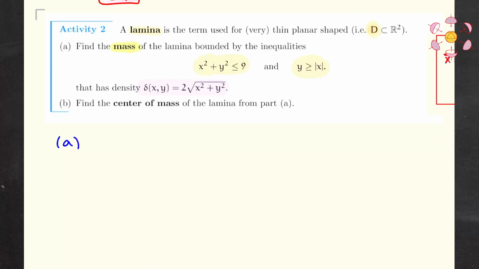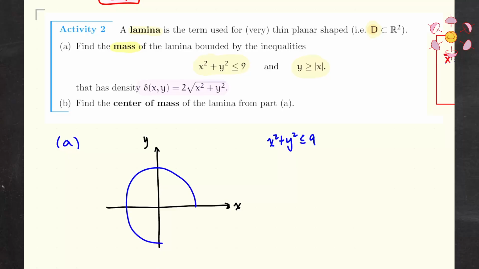Let's start with a picture. So we've got the x and y plane right here. By now you should recognize x squared plus y squared less than or equal to 9 is a disk centered at the origin of radius 3. If we just take this piece of information into account, we know that this is inside of the disk. But we've got a second piece of information.